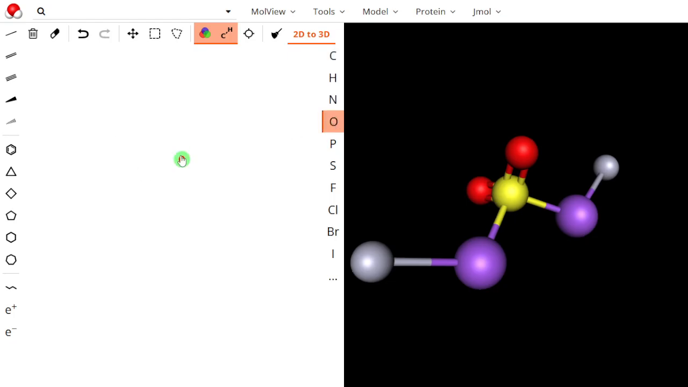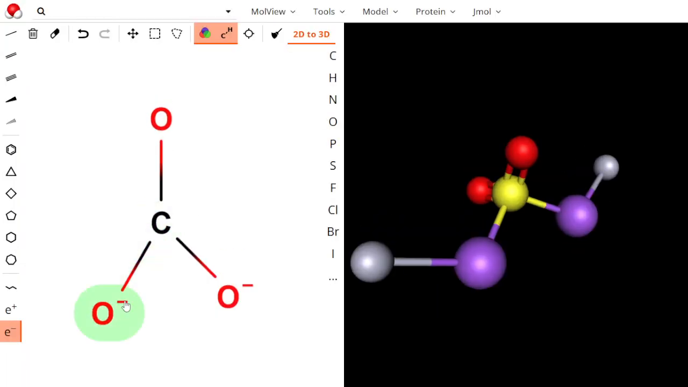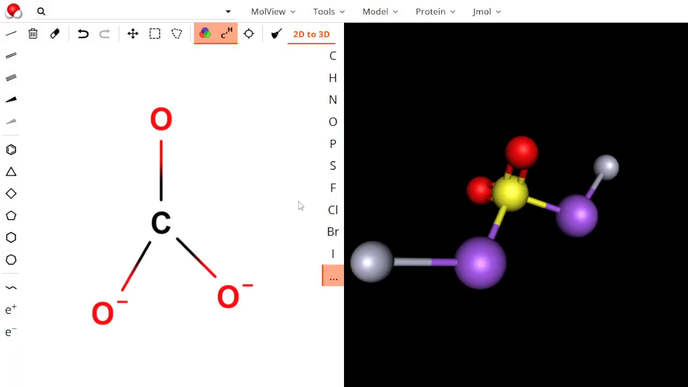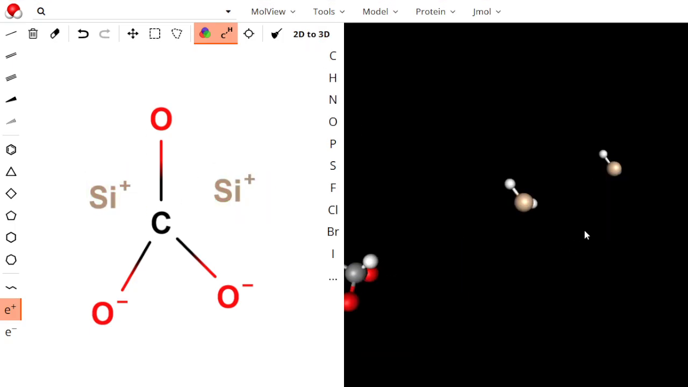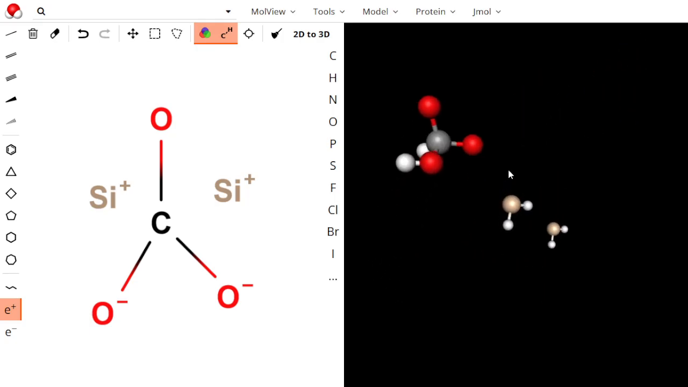this, boom, bang, bong, and then negatively charge these two. My blood type be like, there you are. Silicon, silicon, positive, positive, boom. There we go. Silicon carbonate. Silicon carbonate. It looks really weird, honestly.